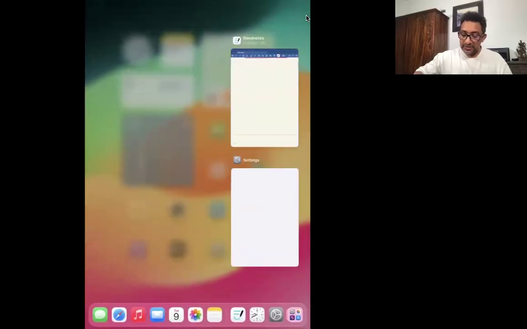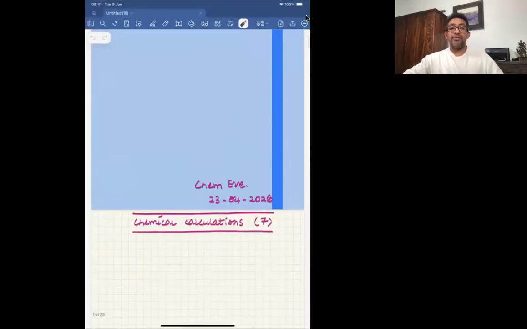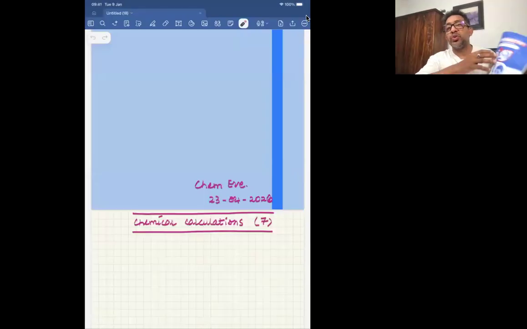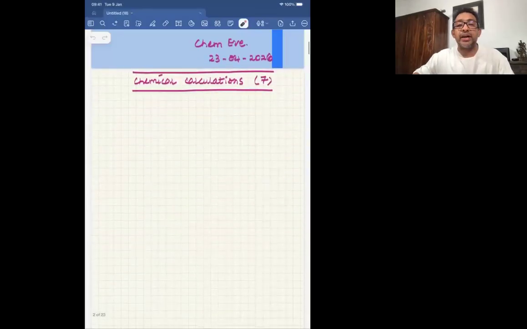We said that we will work on this tutorial. What is this? Chemical calculation tutorial number 7. My tutorial is blue in color, but your cover page might be different. There might be different colors. So this is starting from the first question. Shall we start? I hope you have worked it out.